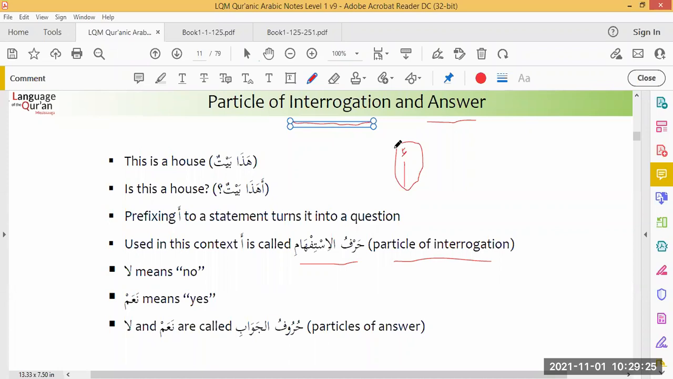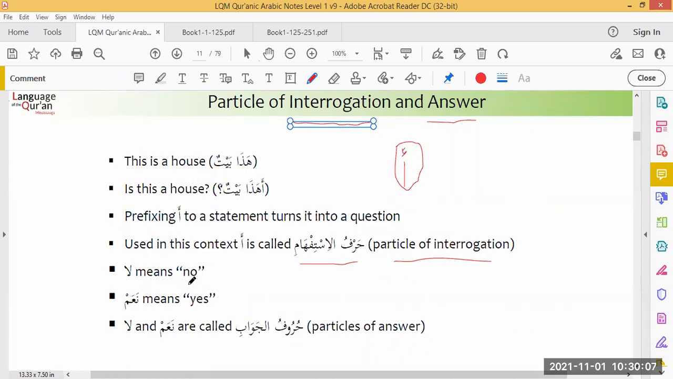So when we have some idea about the thing we are going to ask, then we will use a. Then he will reply yes or no. If that is a house, he will say yes, that is a house. If that is not a house, he will say no, this is not a house. We use a for things we have some idea about in our mind, some guess. And about ma, we have no idea, we know nothing about that thing.